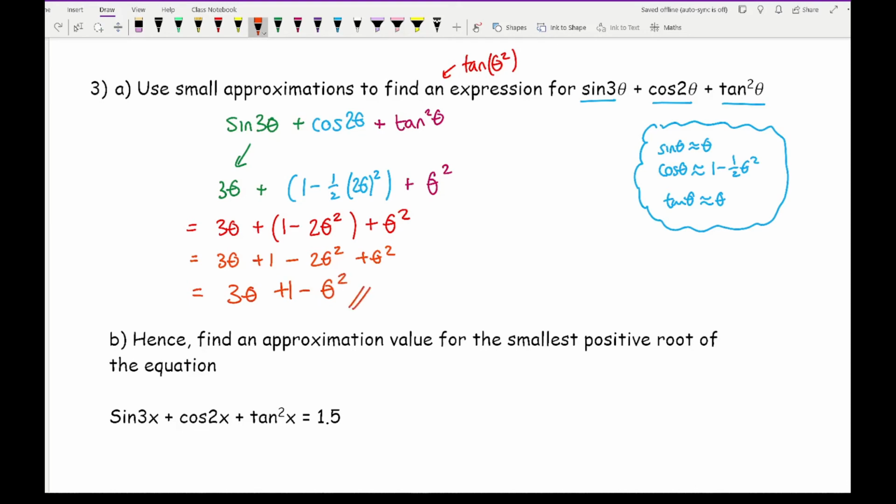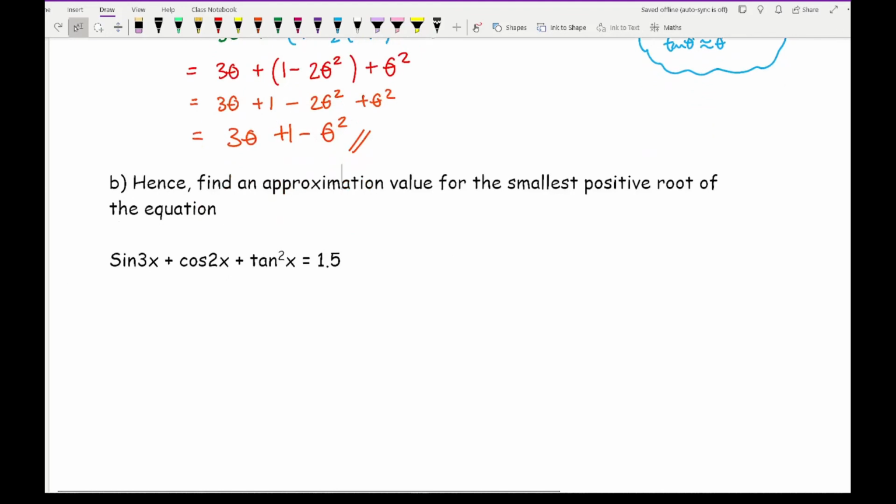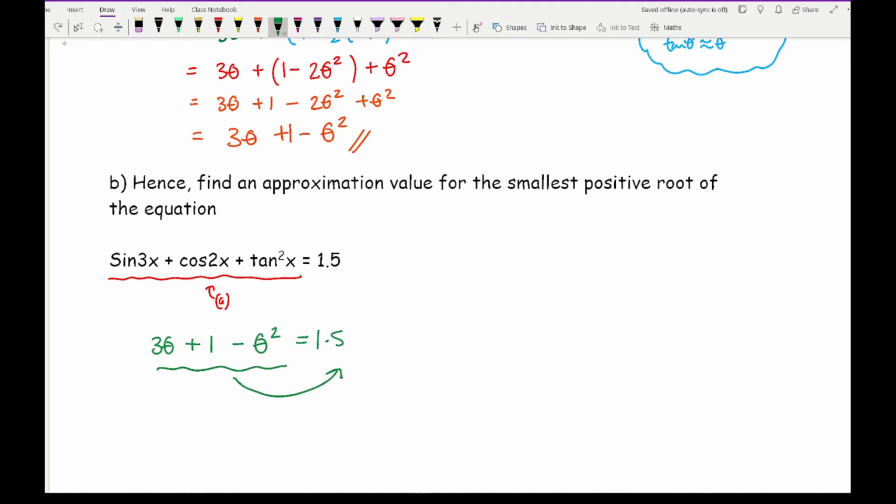And there's my approximation. Now the next part says, hence find an approximate value for the smallest positive root of the equation of this. Now even though I've replaced theta with x, this is basically my part A. So this is going to be equal to 3 theta plus 1 minus theta squared equals 1.5. Now this is slowly looking like a quadratic, so I need to make it equal to 0 before I go on to solve. So taking all of that to one side, trying to keep theta squared positive, I get theta squared minus 3 theta, then I've got 1 minus a half, which is plus a half, equals 0.